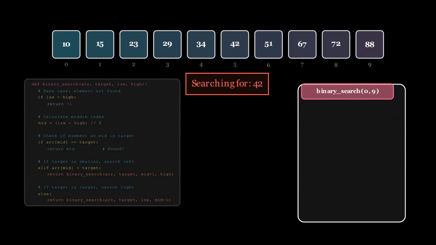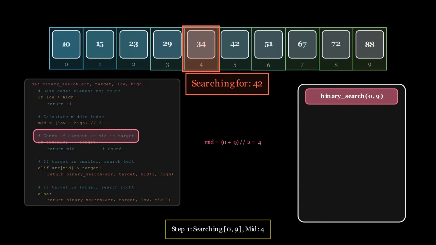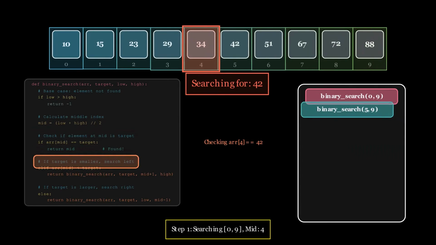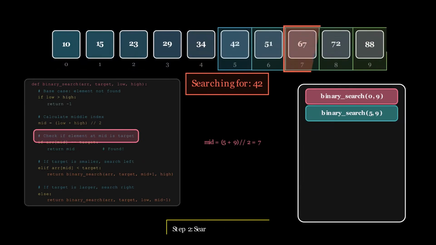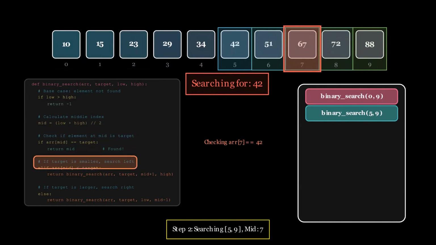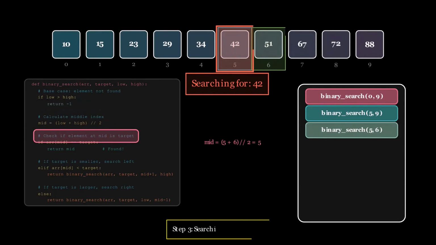Call 1: middle element 34 is less than 42, so recursively call on the upper half, the right side. Call 2: middle element 67 is greater than 42, so recursively call on the lower half. Call 3: middle element 42 is equal to 42. Base case reached. Return success index.